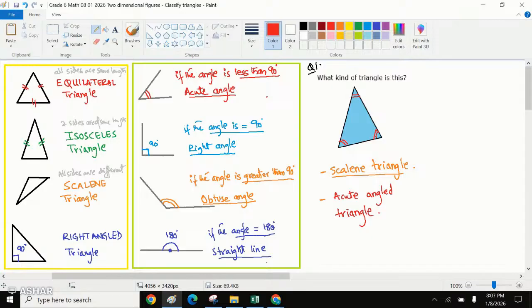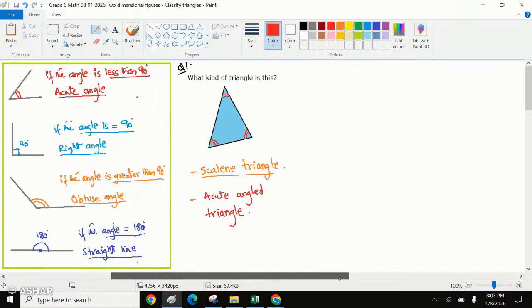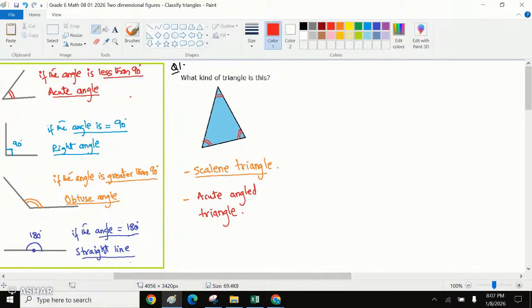So we can identify this shape with either of these. It can be a scalene because all the three sides look different, right? They look like different lengths. So that would become scalene. And since all the angles are acute, that means we can also say it's an acute angle triangle. Agreed? Moving on to the next question.